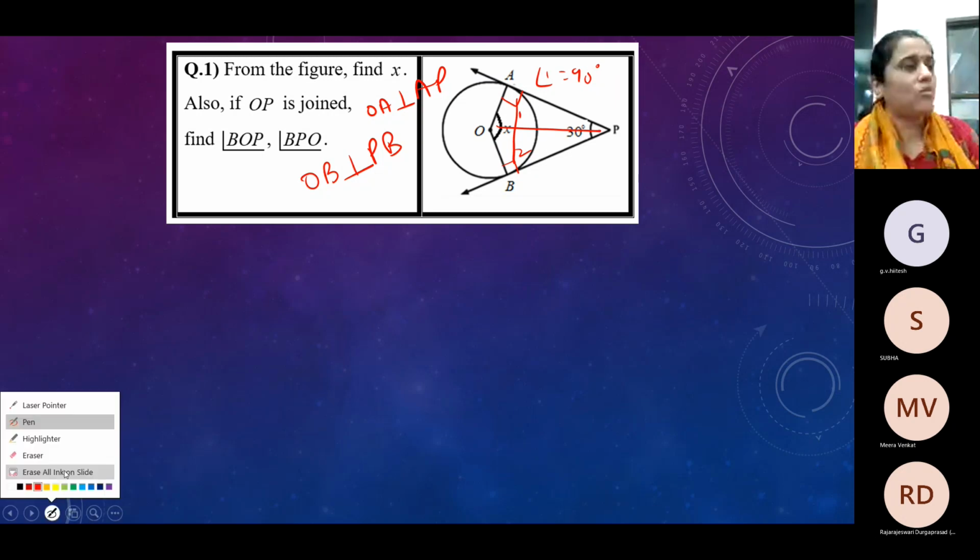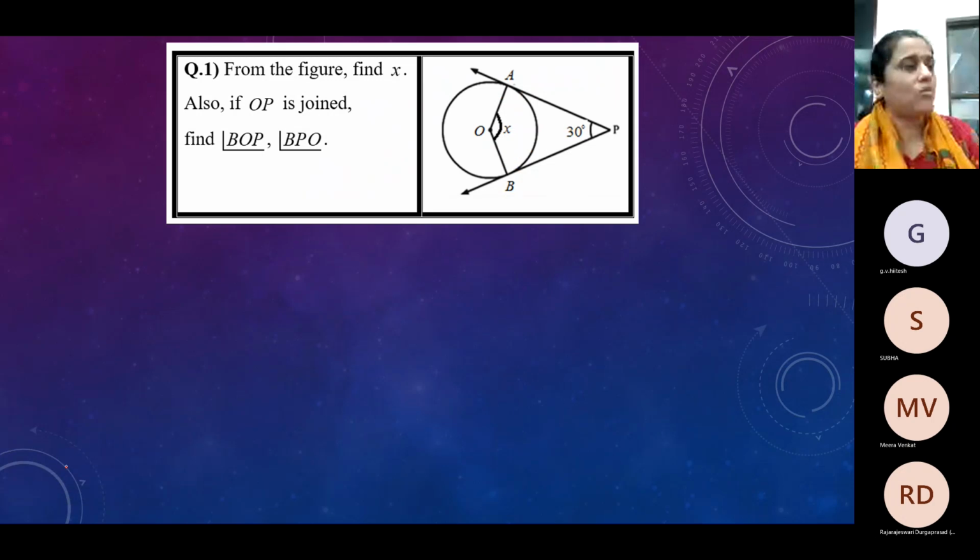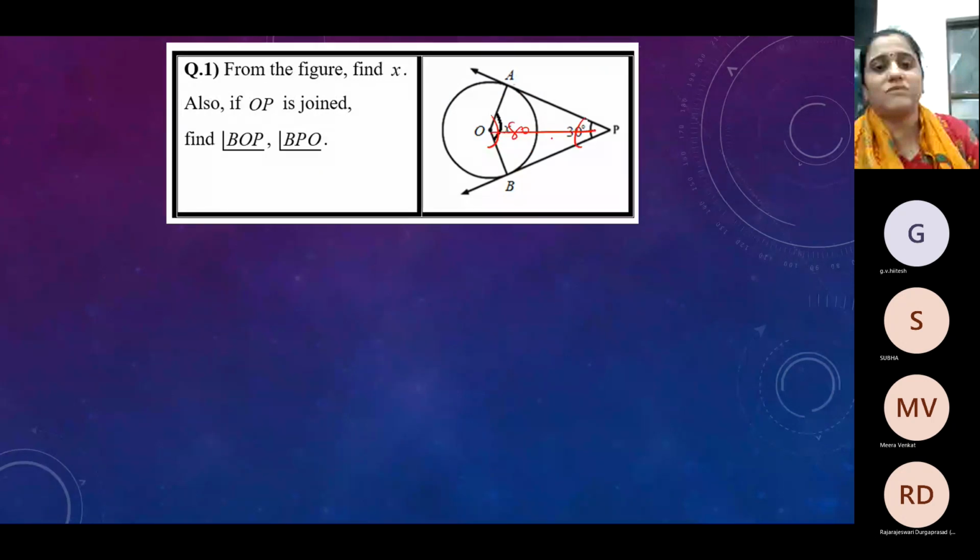So for 1 mark, you don't have to work anything. Straight away, if this is 30, then this will be 150. If this is 100, this will be 80. Opposite angle is supplementary. Okay, so find X. X will be 150 degrees.